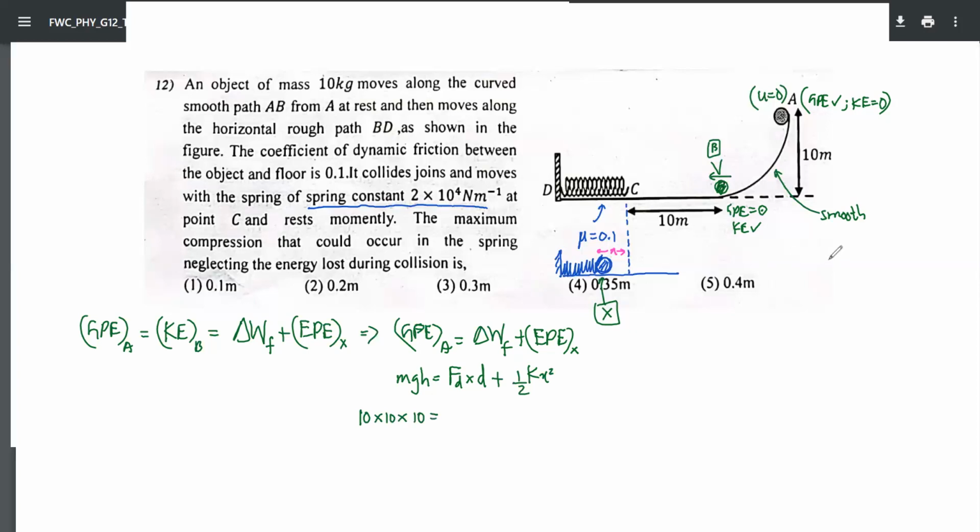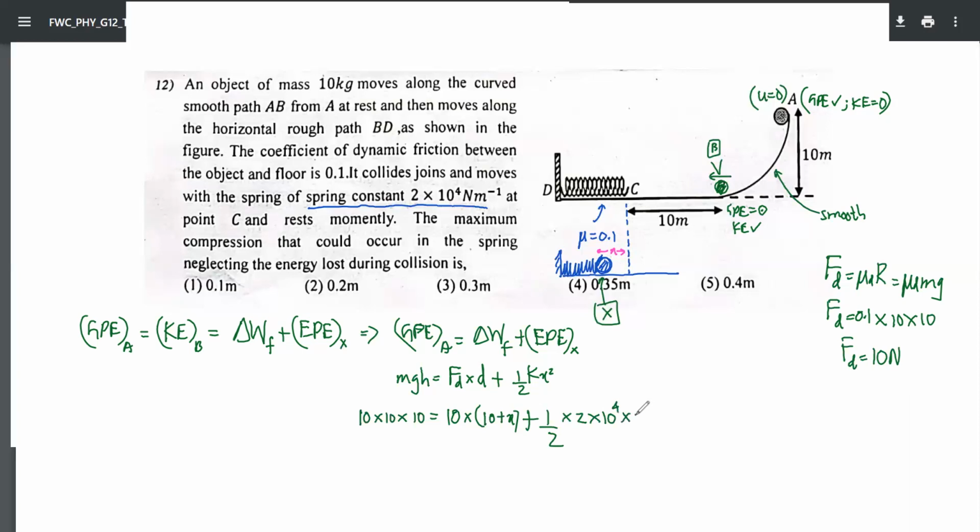What is the frictional force? We know dynamic friction is equal to mu d R. So mu d is how much? 0.1. R is equal to mg. What is m? 10. What is g? 10. So 10 into what should I put for the distance? 10 plus x, because it's moving a distance of x also. Don't forget that. Plus half k, that is 2 into 10 to the power 4 into x square.